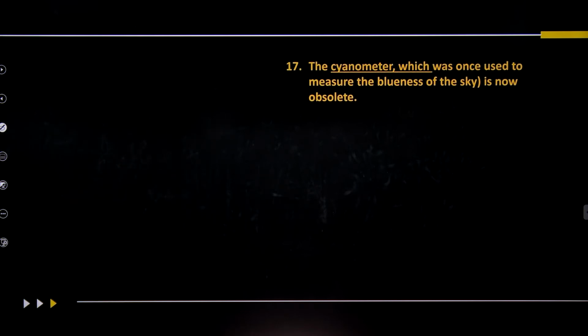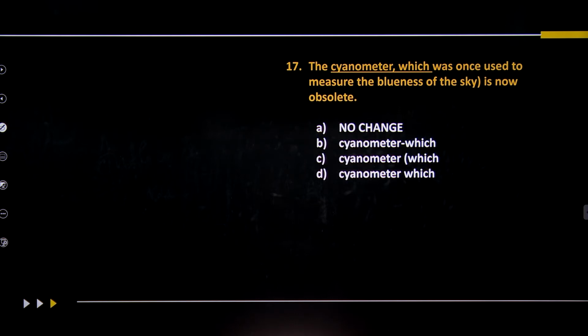The cyanometer, which was once used to measure the blueness of the sky, is now obsolete. You have an ending bracket mark there and the starting bracket mark is missing. Therefore, C is the right answer. Without doubt, probably.